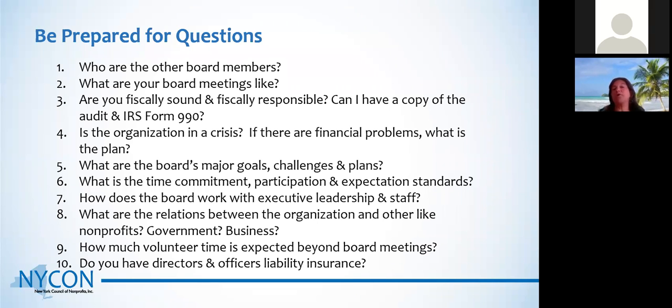They might want to know what your board's major goals and challenges and plans are, right? So what are you working on programmatically? Do you have a capital campaign going on? Do you need new staffing? Are you going to have an executive transition soon? What are you working on? Are you doing a new exhibit? What's new? What are the time, commitment, participation, and expectation standards?